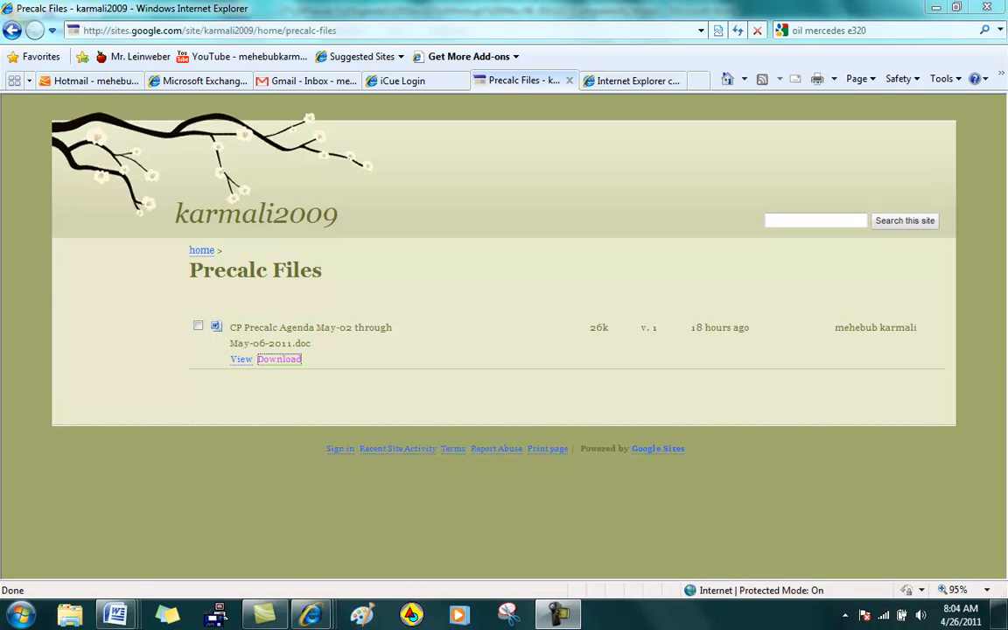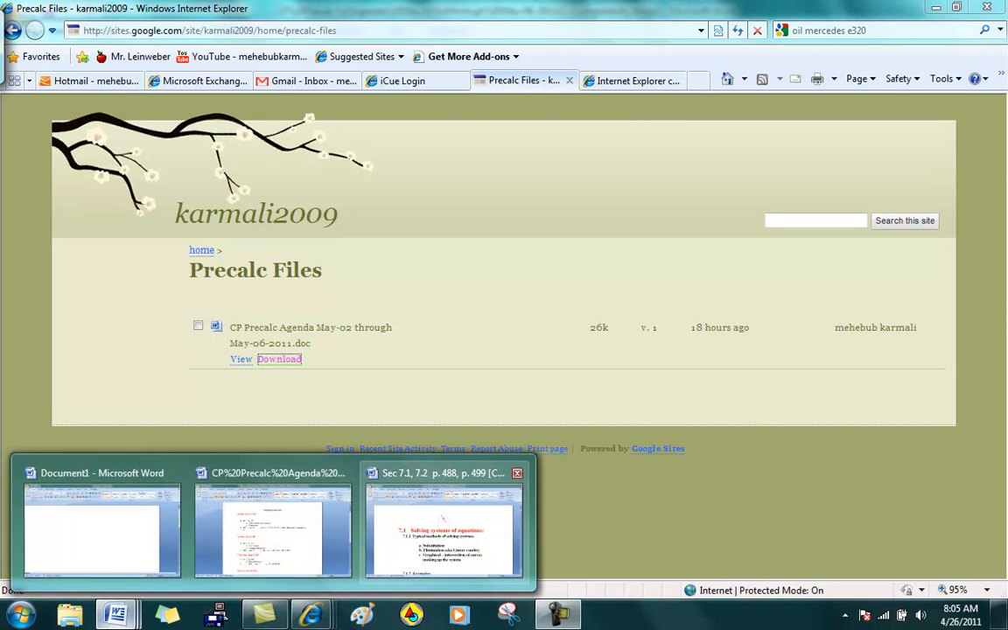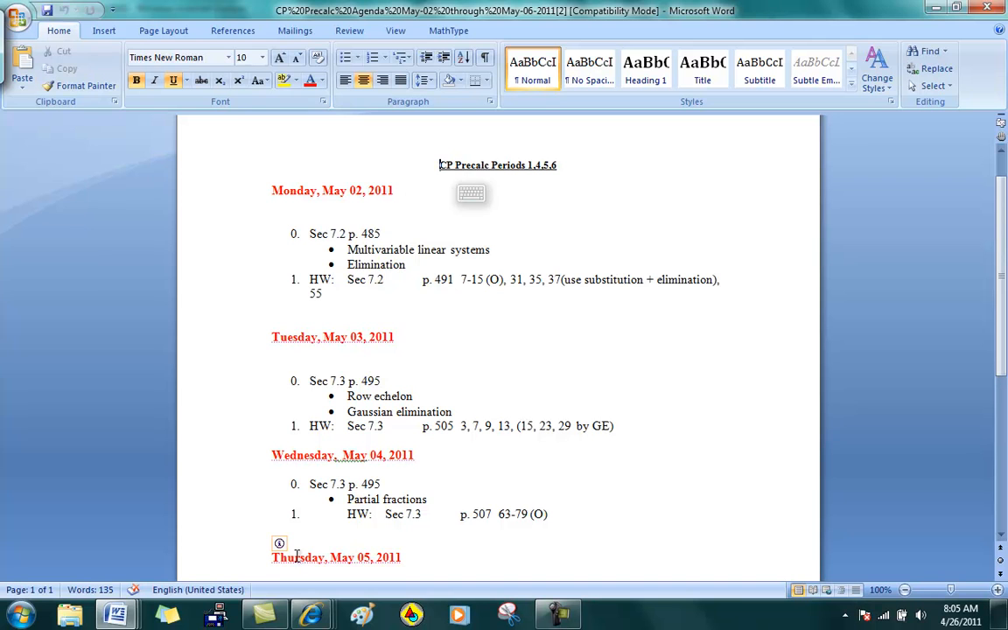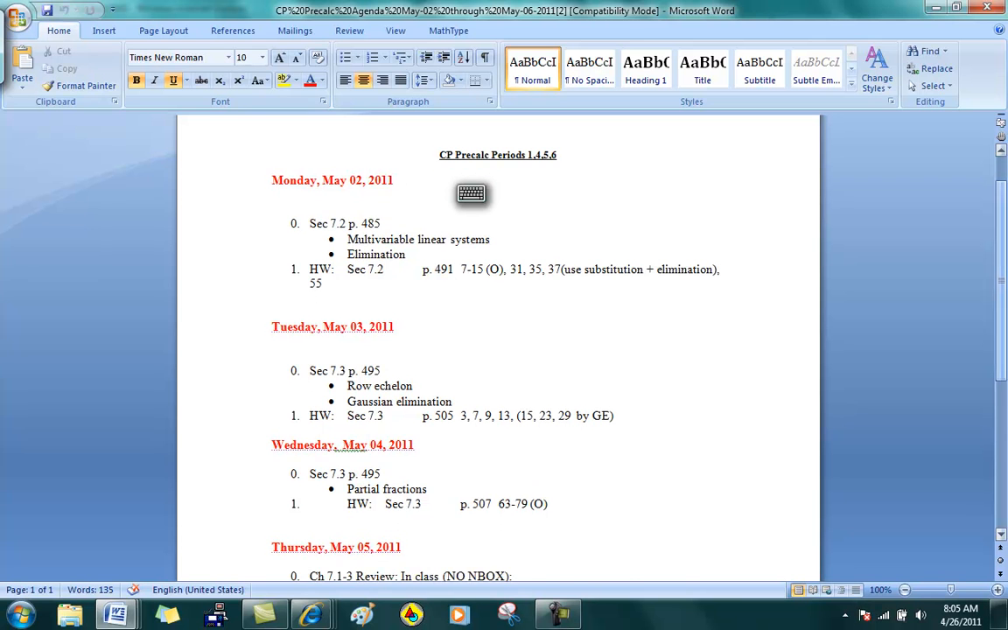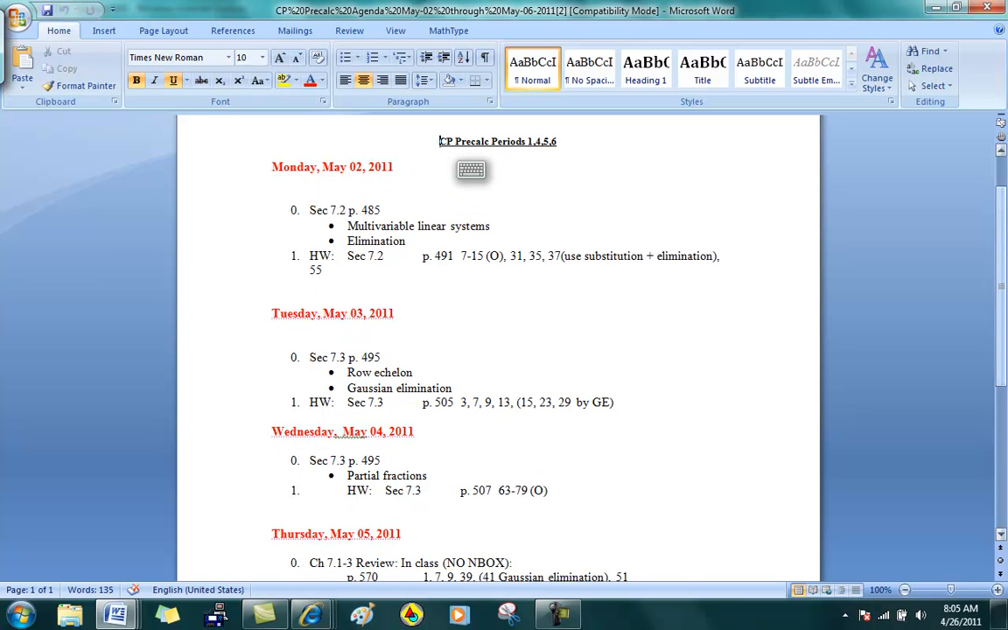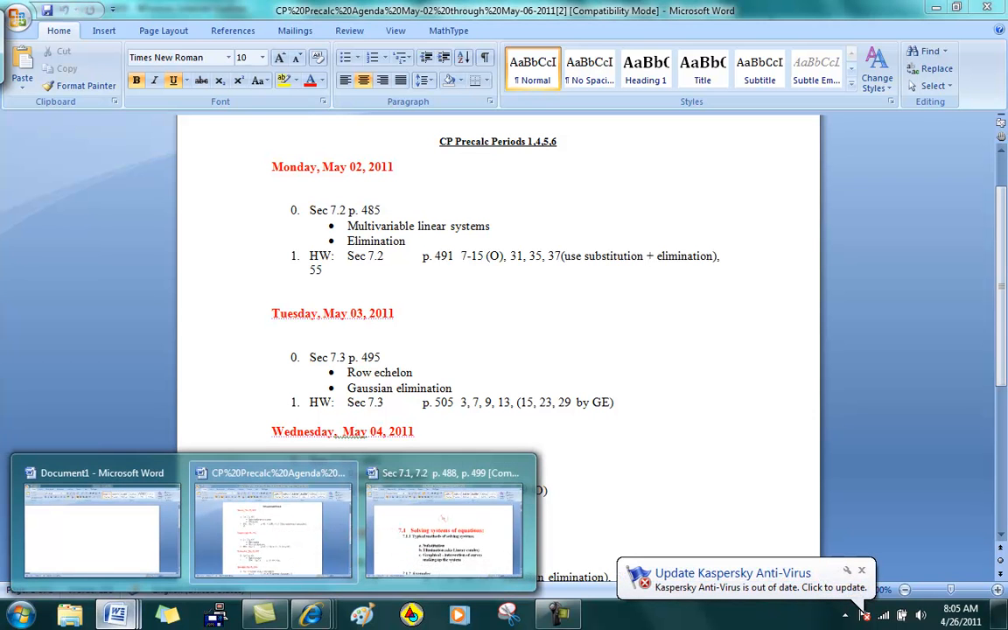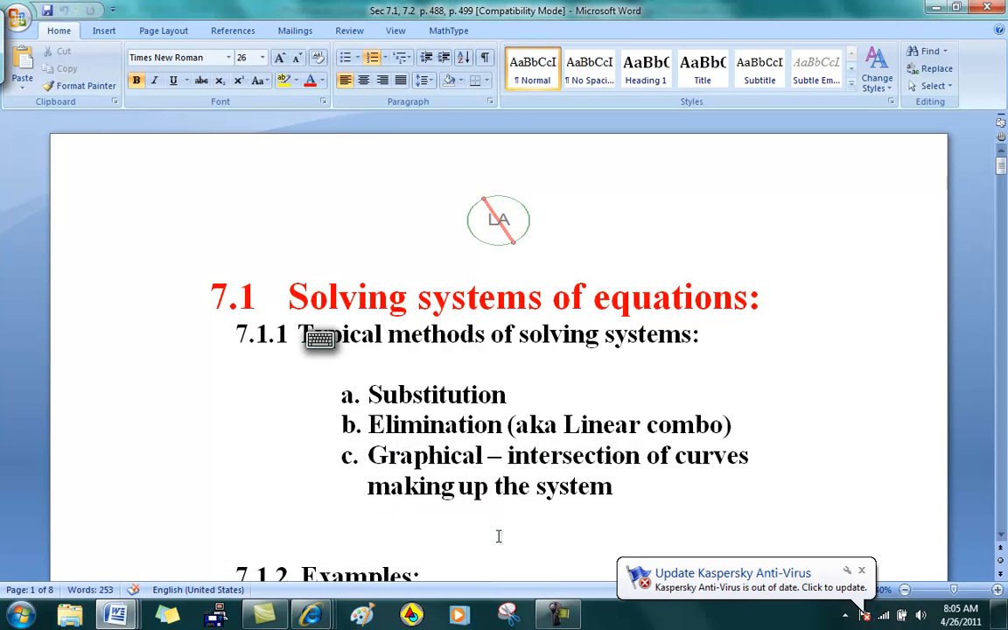And all that work is going to be collected at the end of the period, just like we did last week on Thursday. So if you go to my website, you'll see this file called CP Pre-Calc Agenda, May 2nd through the 6th. The file essentially tells you all the sections and all the work that needs to be done during the week of the 2nd of May. So today I'm going to record 7.2.